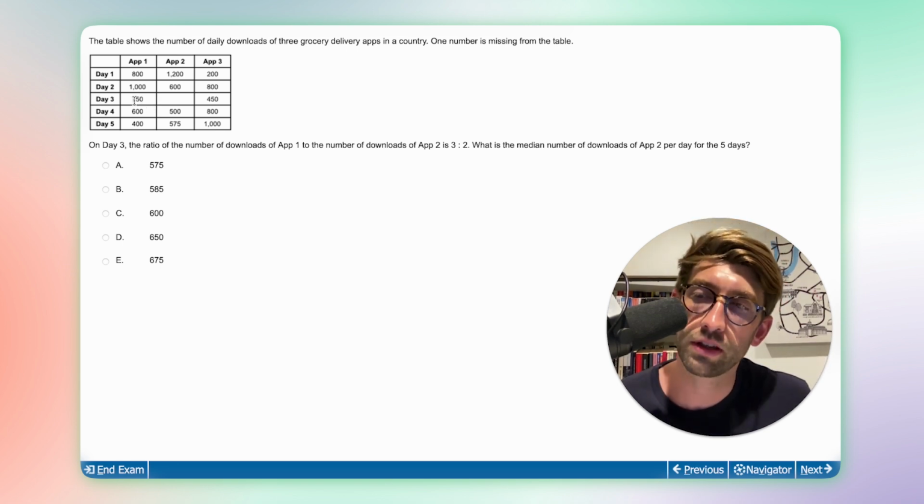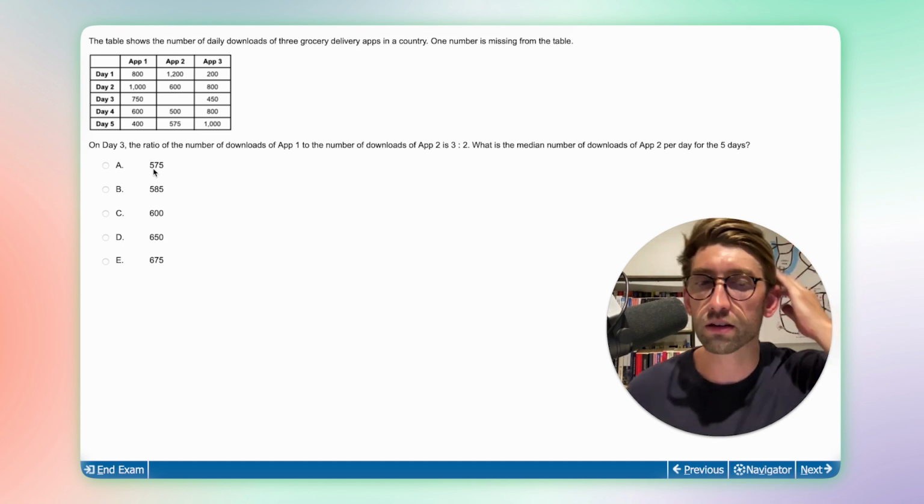So that means 750 divided by 3 is 250, times by 2 is 500. So 500 is here, and now it's asking you to calculate the median. The median would be the middle if you put them all in order. So 500, 500, the third one is 575, the fourth is 600, and the last one is 1,200. So the answer is 575.